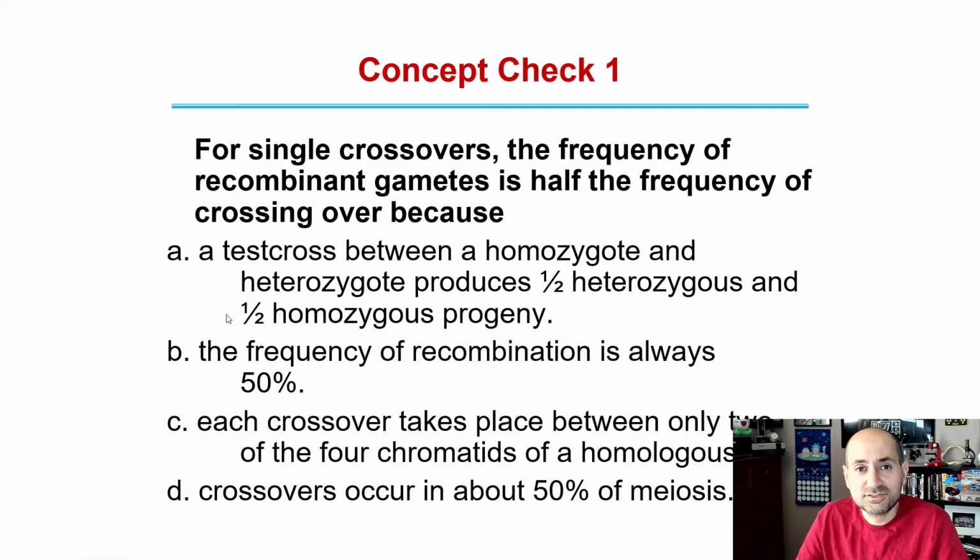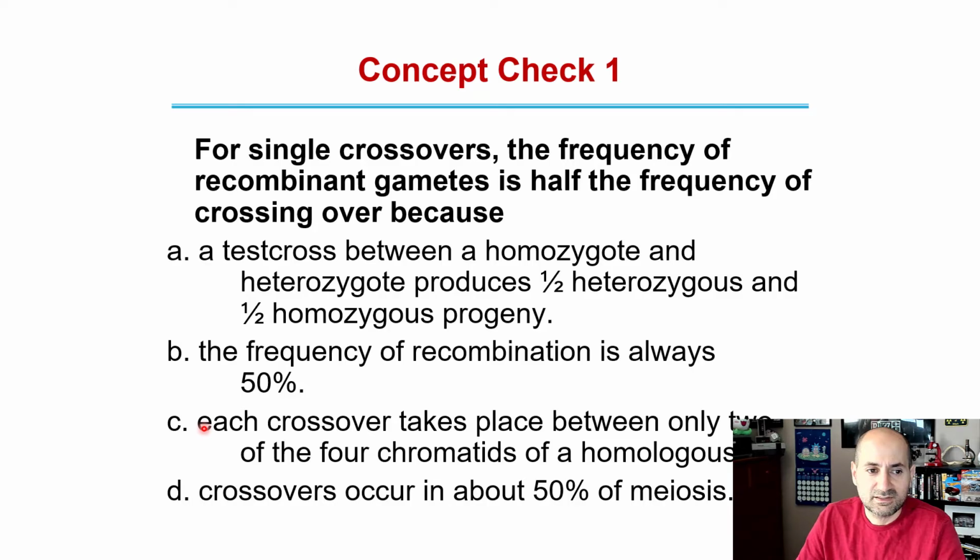All right, so concept check time. For single crossovers, the frequency of recombinant gametes is half the frequency of crossing over because, let's go through these one by one. A test cross between a homozygote and heterozygote produces 1/2 heterozygous and 1/2 homozygous progeny. No, that's not true. The frequency of recombination is always 50%.